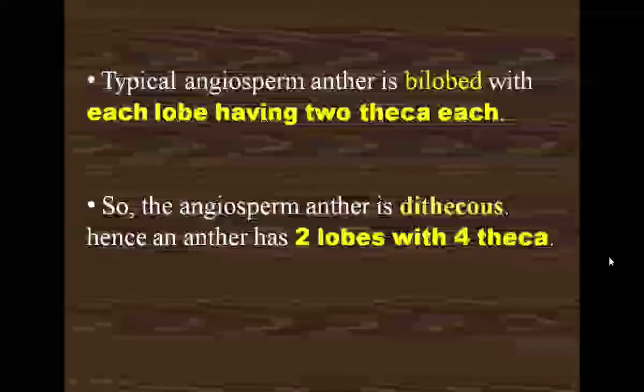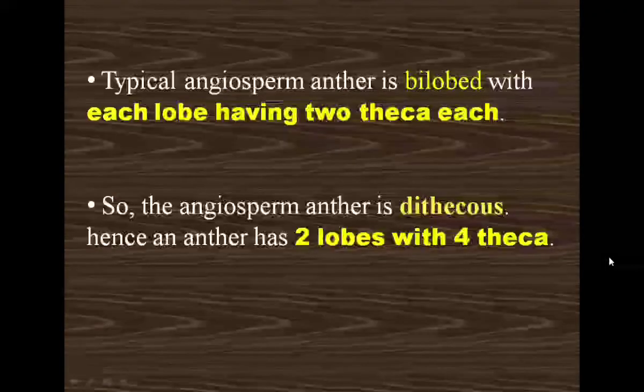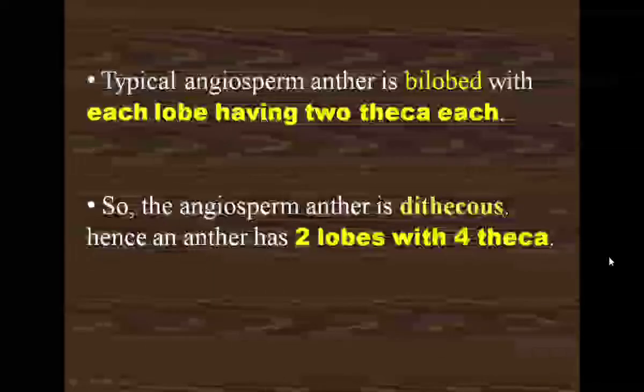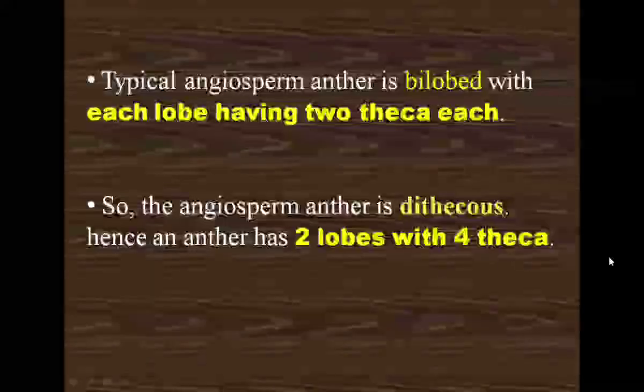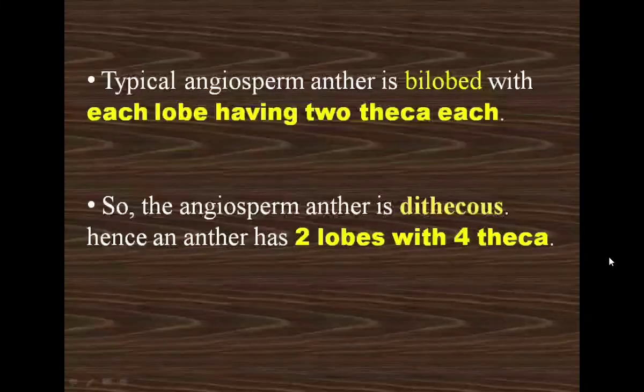A typical angiosperm anther is bilobed, with each lobe having 2 theca. So, the angiosperm anther is dithecous. Hence, an anther has 2 lobes with 4 theca.